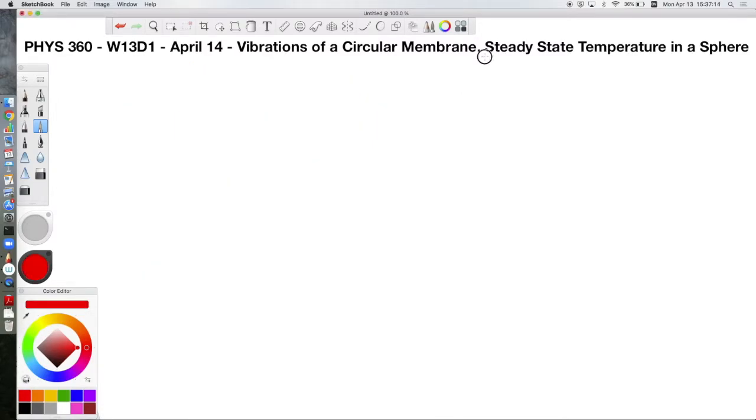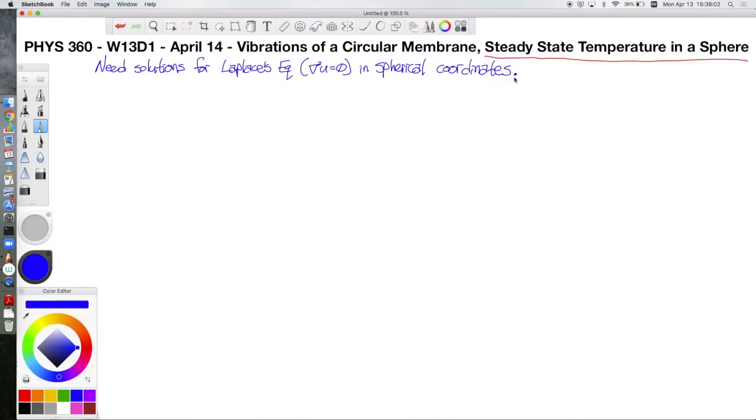Now I want to talk about the steady-state temperature distribution in a sphere. Since we're looking at the steady-state temperature, we are going to be looking for solutions to Laplace's equation. And since we're dealing with a sphere, we need those solutions in spherical coordinates. Setting up the separation of variables here is certainly no trivial task. So first, let's write out what the Laplacian looks like in spherical coordinates.